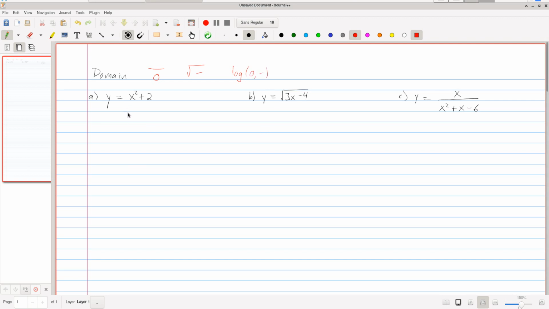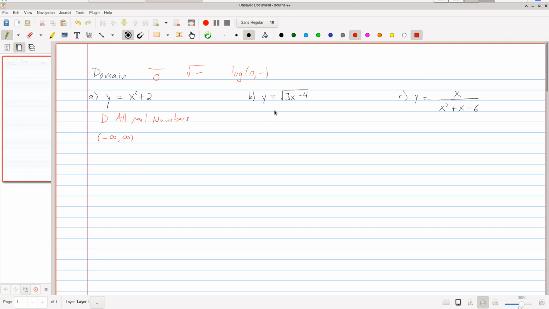If you look at this first problem, there's no division, there's no radical, there's no log, so there are no restrictions anywhere on this. So the domain for this problem would be all real numbers. If we wanted to write this in interval notation, we would say this includes everything from negative infinity to infinity.